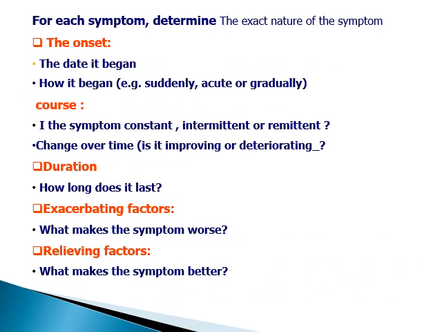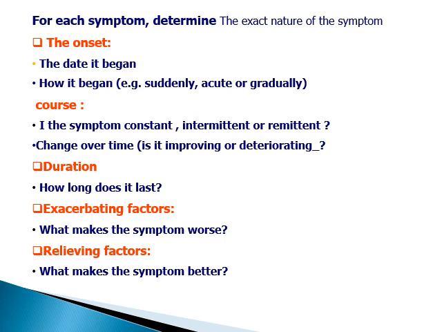For each symptom I will ask about the onset, the course, and the duration. What is the exacerbating factor? What is the relieving factor? The onset: the date it began, when it began, and how it began. Did it start suddenly, acutely, or gradually?